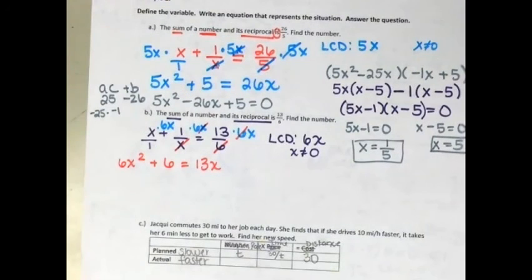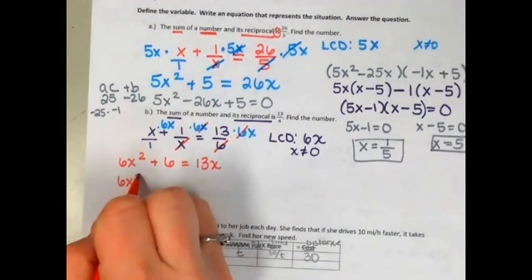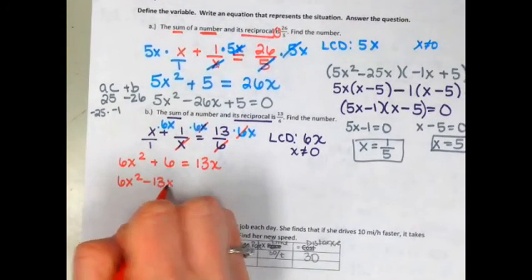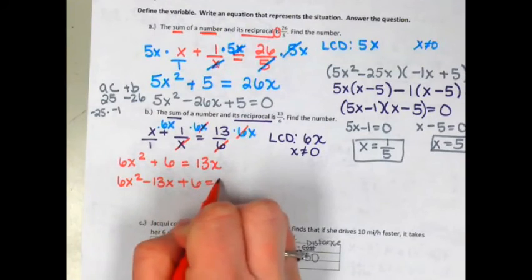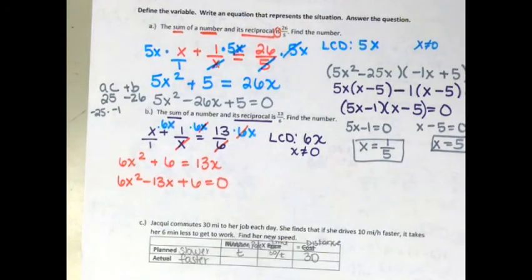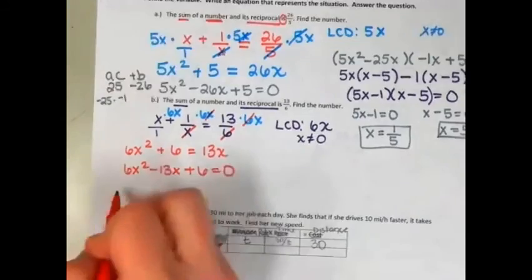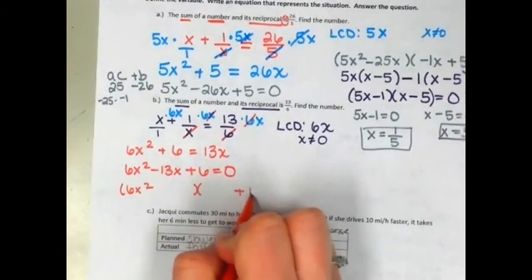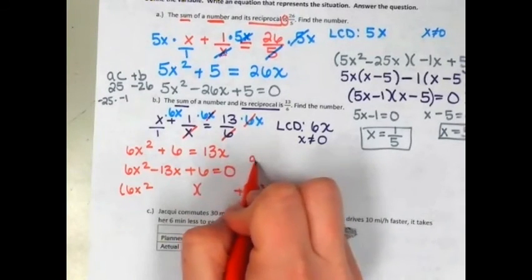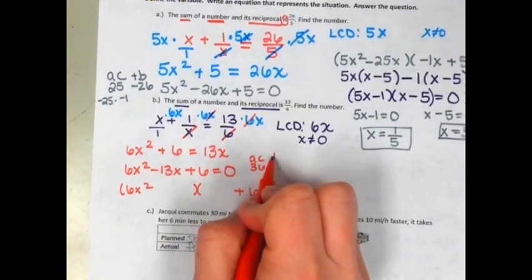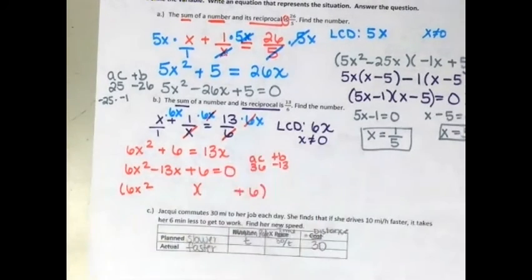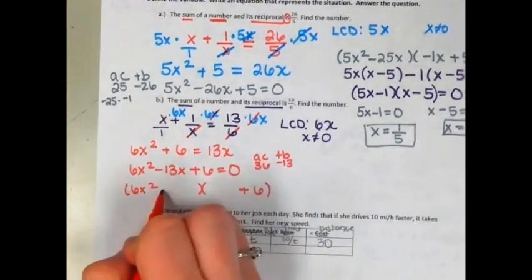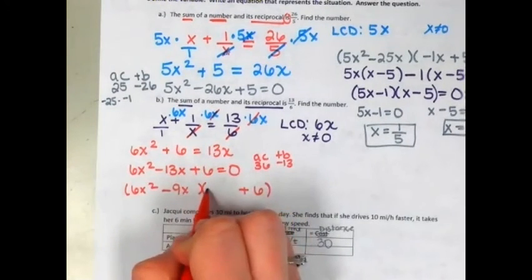So now I need to move the 13X over, right? So how do I move the 13X over? Subtract it, and it's going to go in between the X squared and the 6, so that we're in standard form. So we're going to factor by grouping. So 6X squared plus 6. What times what is 36 that adds to be negative 13? Negative 9 and negative 4.